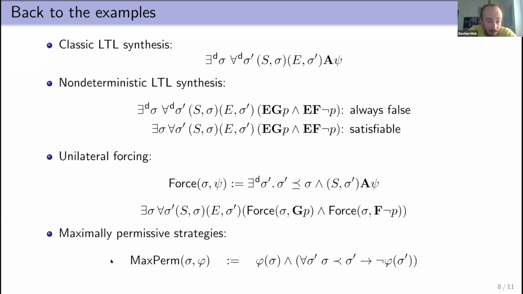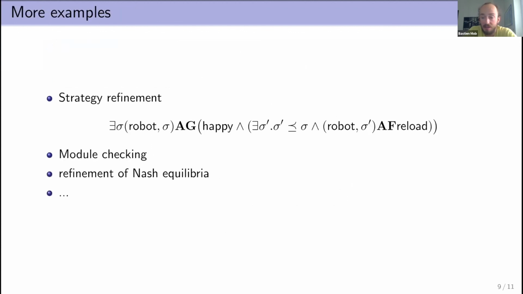And briefly, maximally permissive strategies can also be expressed by this formula, which says that a strategy sigma is maximally permissive for phi if it allows for phi to be true, and for any other strategy that is strictly more permissive, then phi is not true. And so we can reason about synthesis of maximally permissive strategies. I don't think I have much more time to talk about these examples, but I just mentioned that we can also express module checking, which is another classic problem, refinement of Nash equilibria in multi-agent settings, etc.